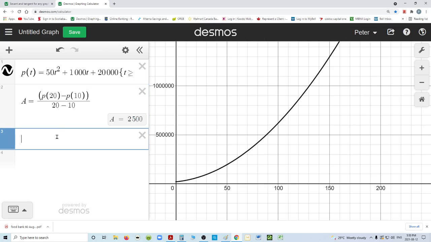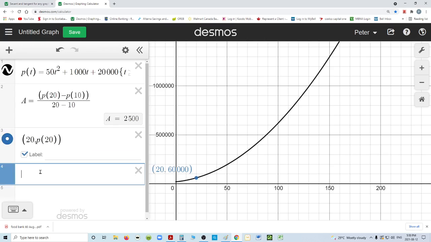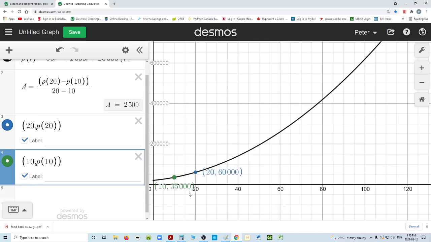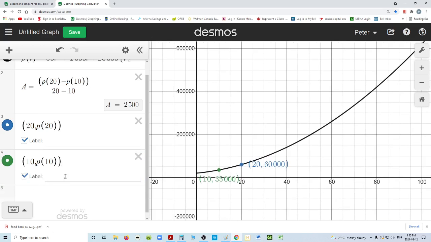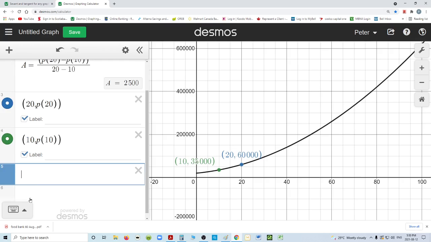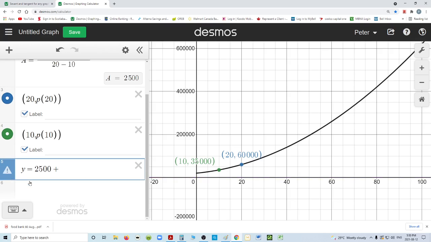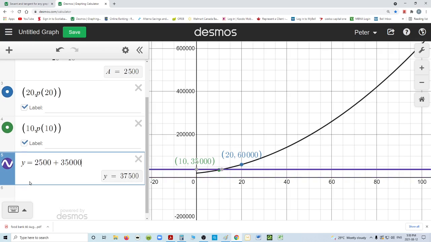And you can even do the point 20 comma P20, and it'll label it. And you can do the point 10 comma P10, and it'll label it. So there you go. And you can theoretically even draw a line between those points using the rate of change. So you've got a line of 2,500 and it starts up at 35,000. Let's see if that'll work.